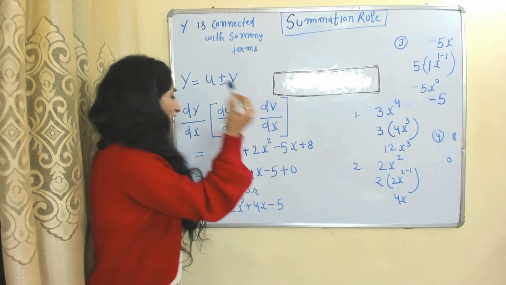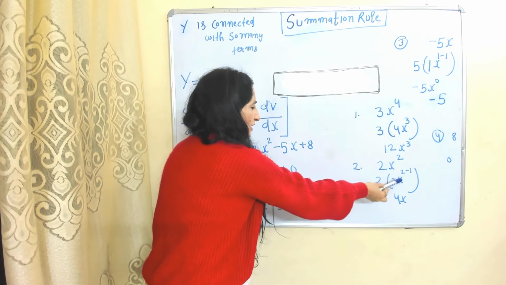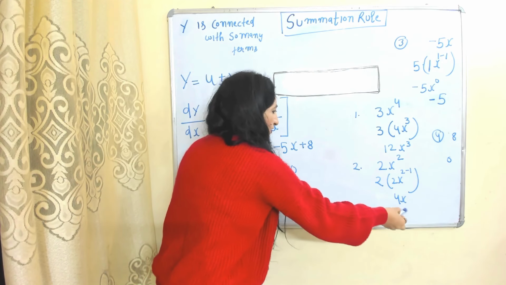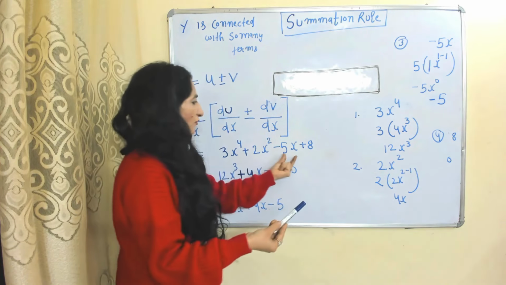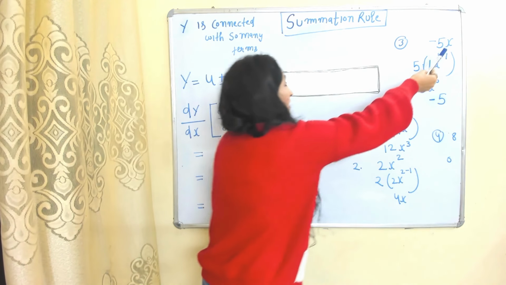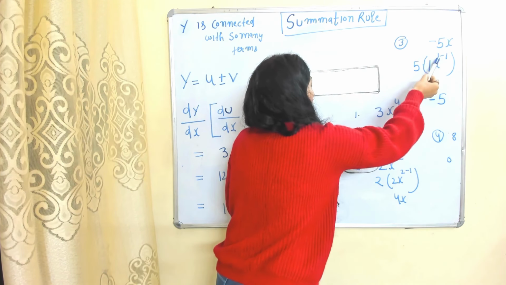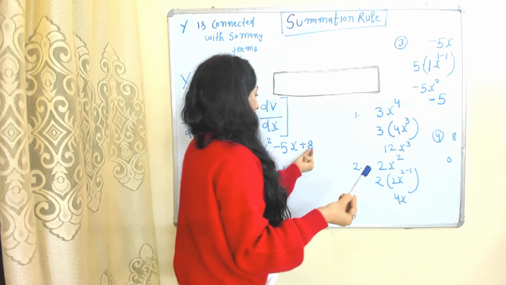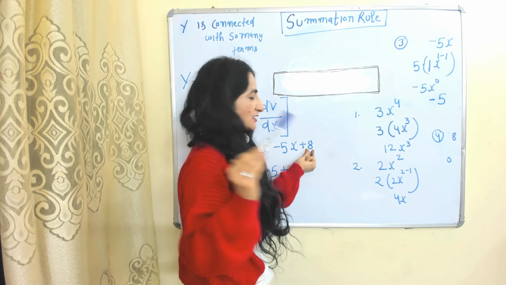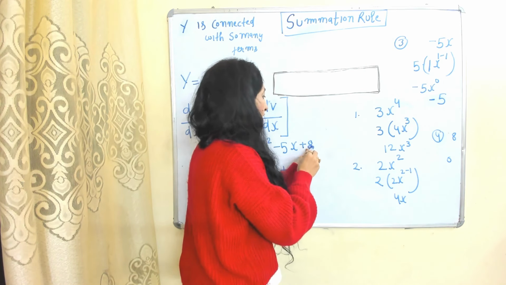Now we differentiate the second term. This constant we will keep out, this power will come down, minus 1 from the original power, it will become equal to 4x. Now we differentiate this third term, x to the power 1, this power will come down, minus 1 from the original power, it will become equal to 1. And minus 5 is a constant. We have already discussed differentiation of a constant is always equal to 0. So we will put this here, this here, this here and this also here.